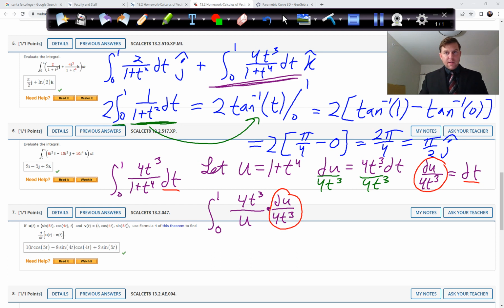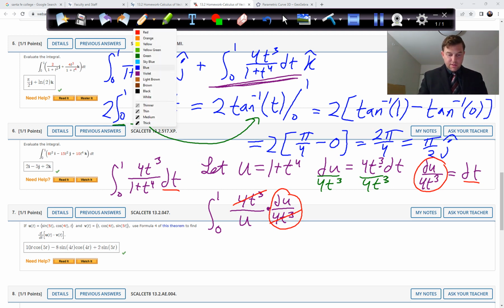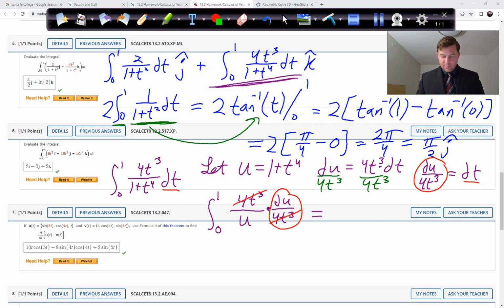And this should always happen if you've done this right. The t's are all going to go away. So 4t cubed on top, 4t cubed on bottom, and the antiderivative will become the integral from 0 to 1 of du over u. And you might recall from calculus that if you have the antiderivative of the derivative of x over x, this is the natural log of x. So this whole thing is going to become the natural log of u from 0 to 1.